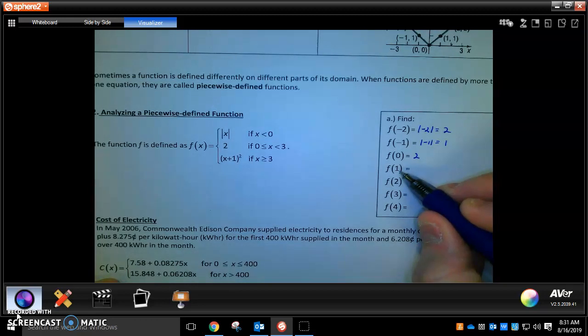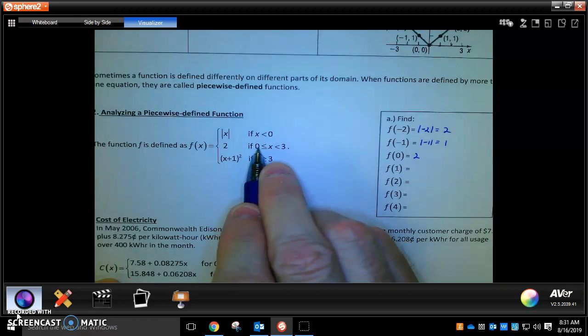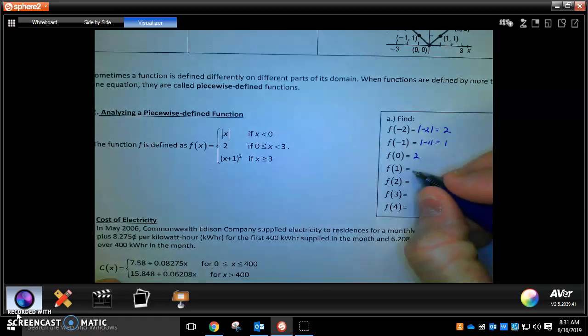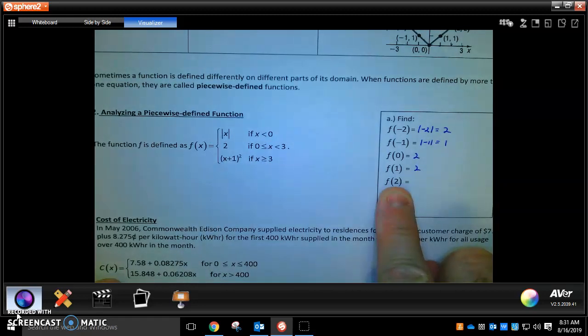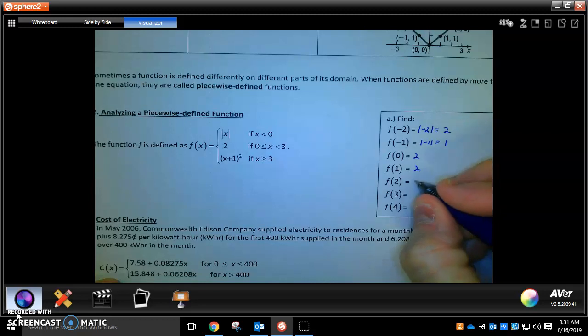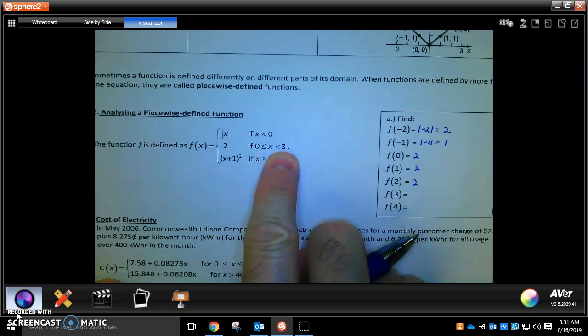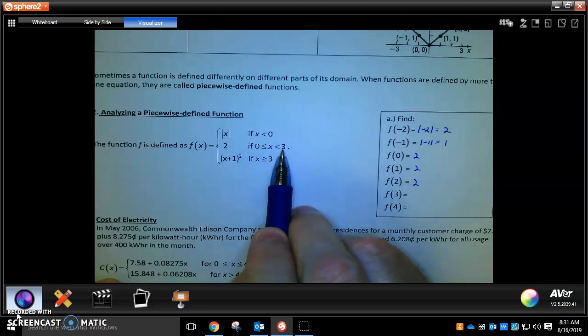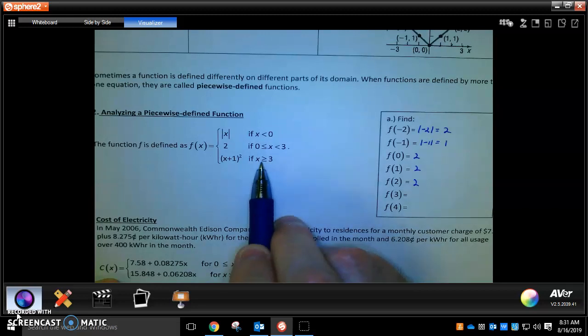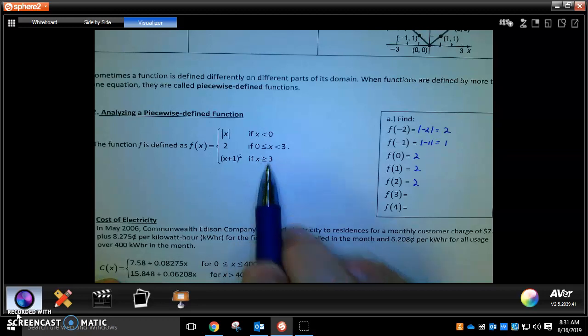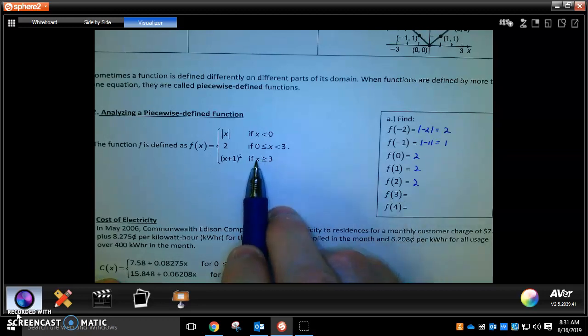F of 1. When x is 1, we're in this little interval right here. So when x is 1, we get a 2. When x is 2, you get a 2. When x is 3, you do not stay here. Okay, we're not in this interval anymore. This says less than 3. This one says x greater than or equal to 3. So now we're going to use this function right here.